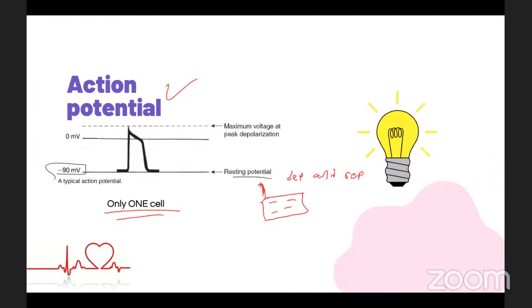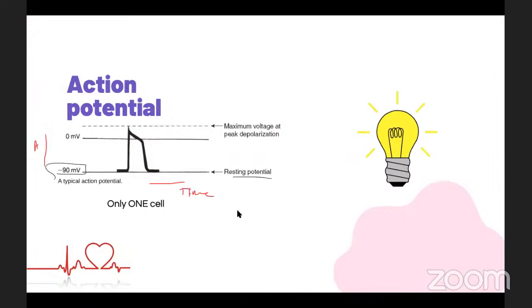When it comes to an ECG, I put a picture on the side with a full heart so that you remember that the ECG reading is the whole heart, not just one cell. So hopefully you guys can differentiate between these two graphs, okay? The action potential graph, you should remember that the x-axis is time, and the y-axis is the amplitude or the voltage that we're going to be needing to talk about.